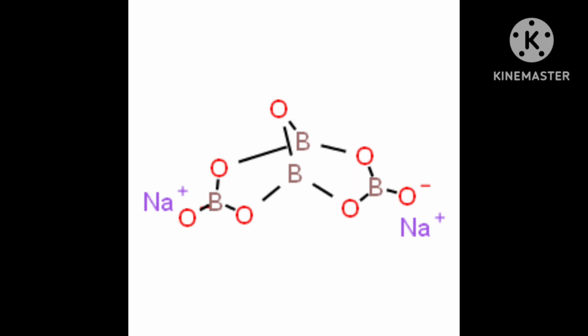Diborane catches fire spontaneously upon exposure to air. Its boiling point is very low. In degrees centigrade, how much will it come? 180 minus 273 means minus 93 degrees centigrade. That's why it catches fire so easily. Diborane catches fire spontaneously upon exposure to air.